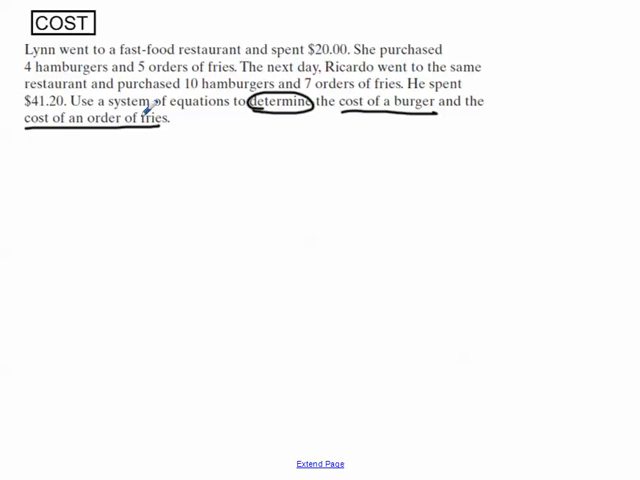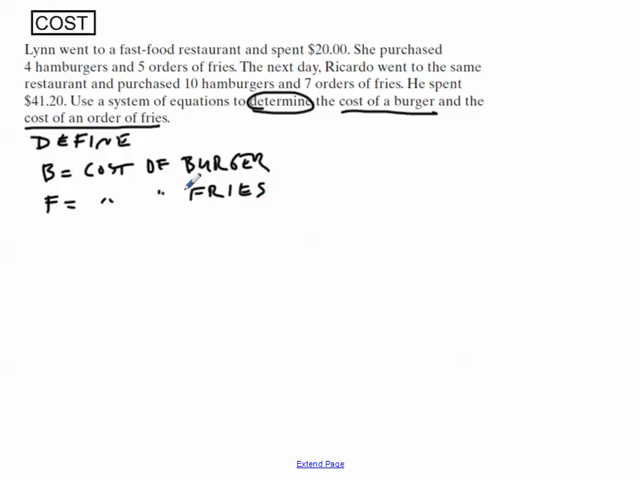All right, well, let's use descriptive terminology and do some definitions. Define B as the cost of a burger. We could use X's and Y's easily, but we could also use F. B and F, where F is the cost of an order of fries. This will help us set up our equations. So now we can go through and see what information we've got.